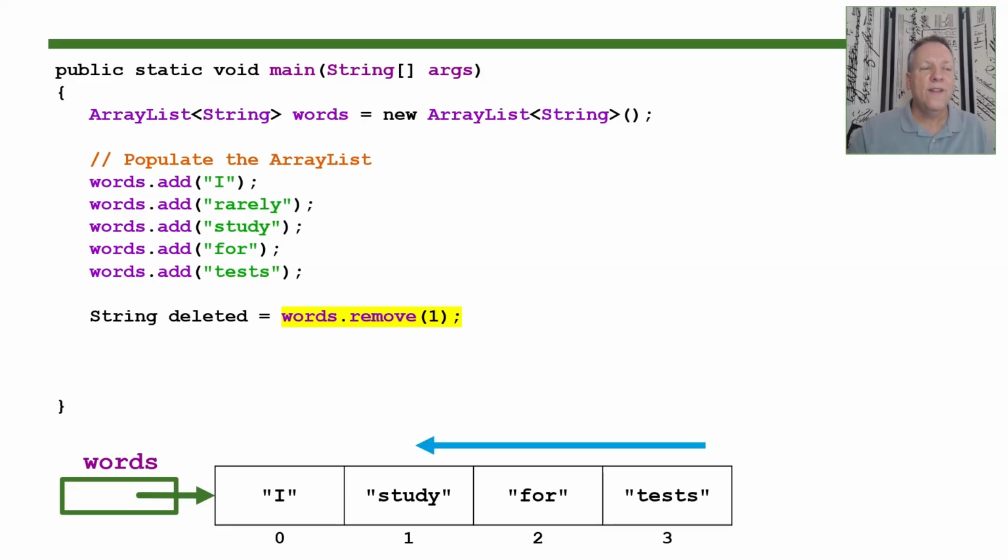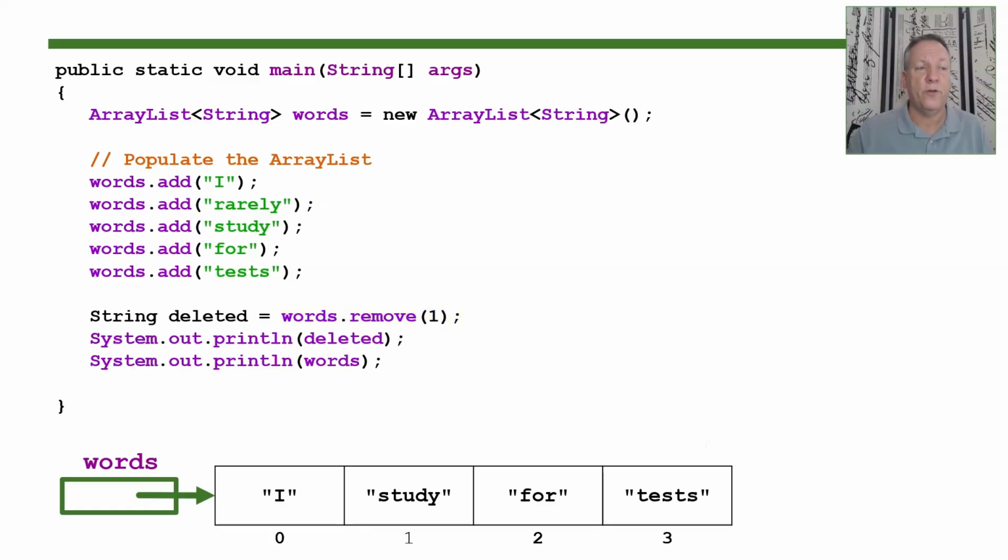All right, so let's add some print statements now to see what actually happened with the contents of the ArrayList and verify that the remove method worked as we expected it to. So I've got two print line methods here. I'm going to print line the word deleted, which should be the value that got returned from the call to the remove method, which should be rarely in this case. But then also I'm going to print out words, which is my ArrayList.